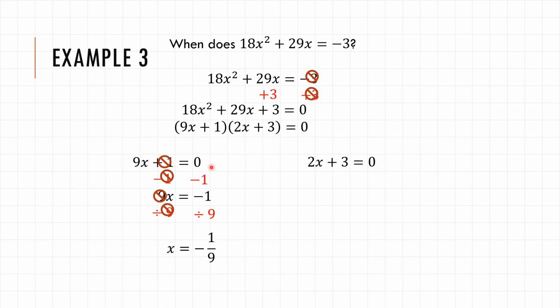The other solution, I'll do the same thing that I did here. I'll subtract 3 from both sides. I'll divide both sides by 2. And my final answer here is -3 divided by 2, or just -3 over 2.